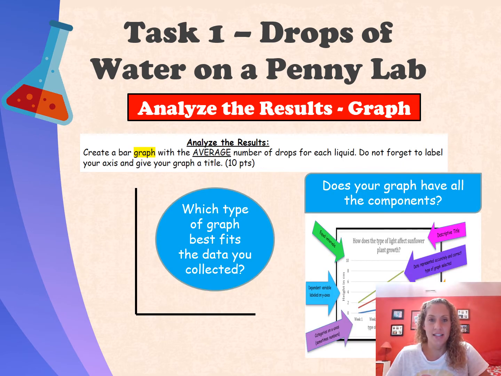All right, next you will analyze your results. Once you've conducted the experiment, you're going to actually analyze your results by creating some kind of graph. You are going to create a bar graph with the average number of drops for each liquid, so just the average. You don't have to do all the trials. Don't forget your labels and your title.